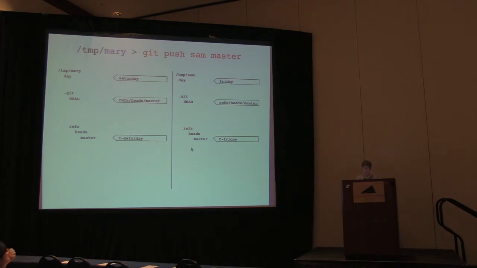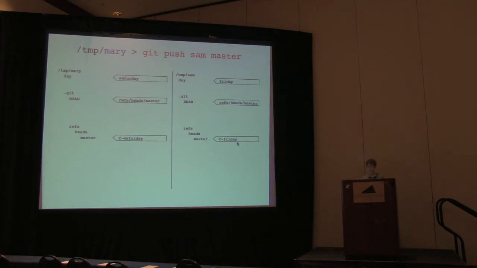So first of all, let's think about what would happen if I were to effectively merge my Saturday with Sam's Friday. That would cause a meaningful change to his repository, right? Ending with his master pointing at C Saturday. Now, that could be a bit alarming for Sam. Maybe he's not ready for Saturday. And he could be in the middle of some changes, so now suddenly, bam, his master is changed to be Saturday.